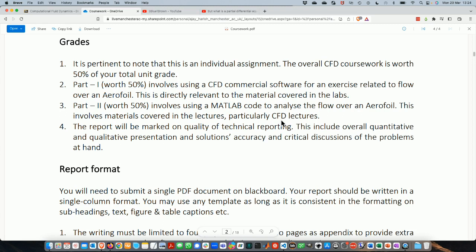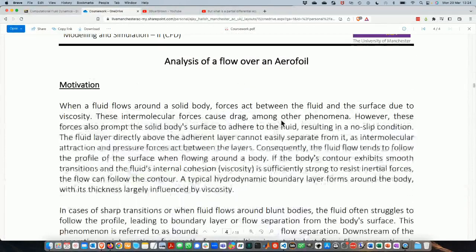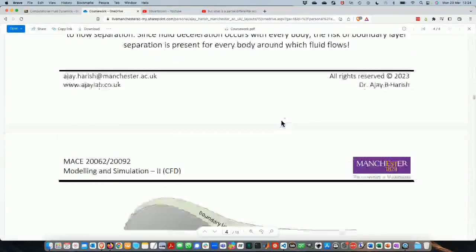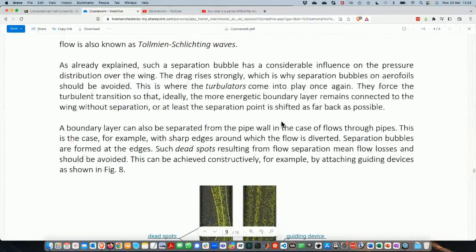So the question is really well defined for each of you, so you don't have to write pages together. And if you look at the coursework description, I've written the pages for you already. I've covered why we are doing this problem and what the motivation is. There are about 6 to 8 pages already written for you.